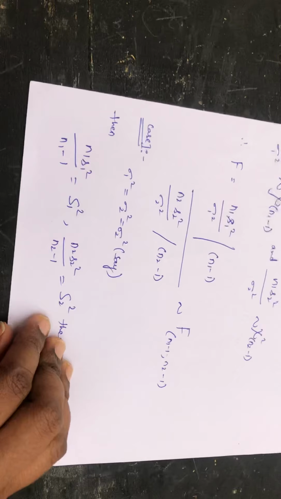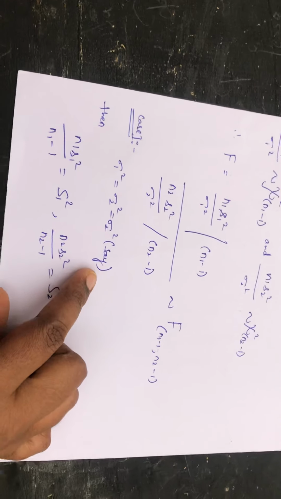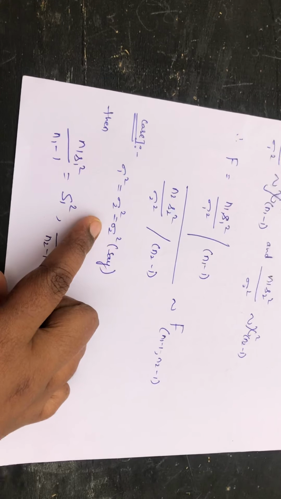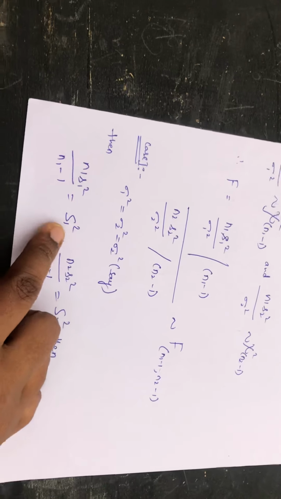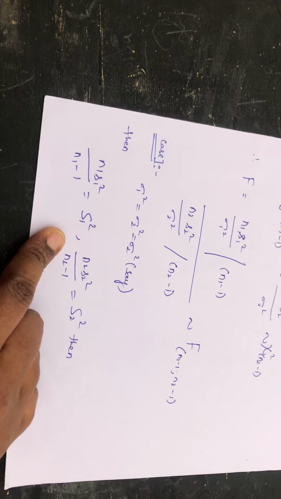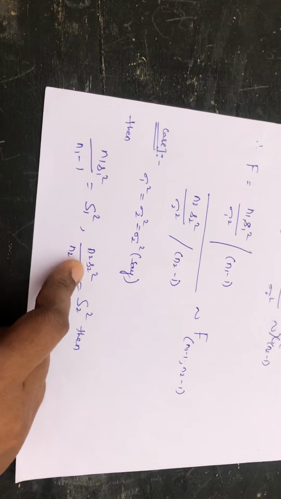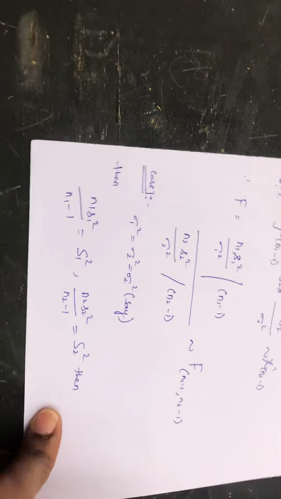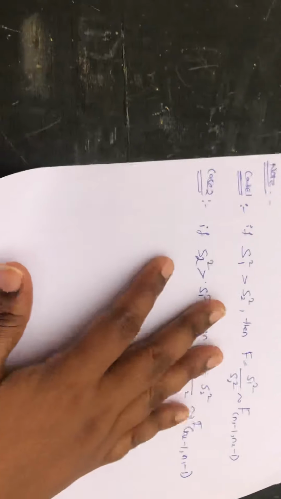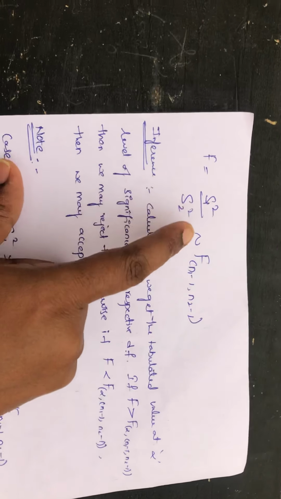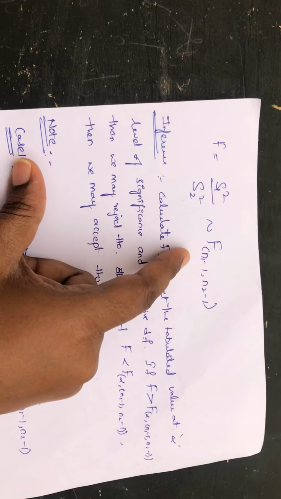So here, in case 1, we are assuming that all the sigmas are equal. So sigma 1 square is equal to sigma 2 square is equal to sigma square. Here n1 s1 square by n1 minus 1 we denote as capital S1 square, and n2 s2 square by n2 minus 1 is equal to capital S2 square. So the formula is modified as F equal to S1 square by S2 square, which follows the F distribution with respect to the degrees of freedom.